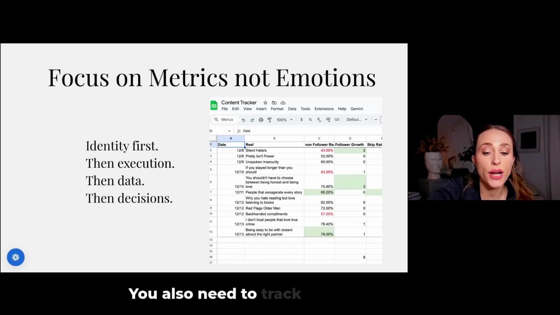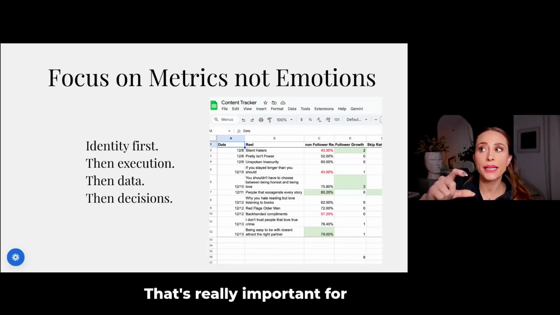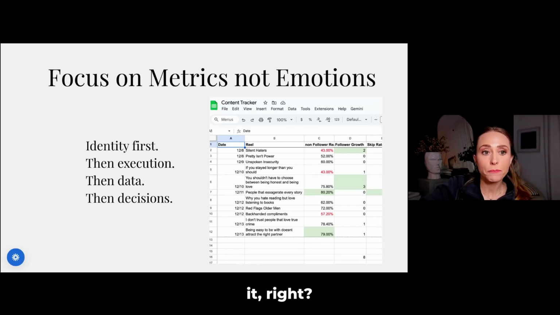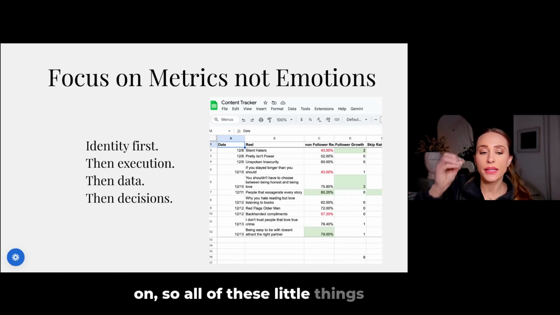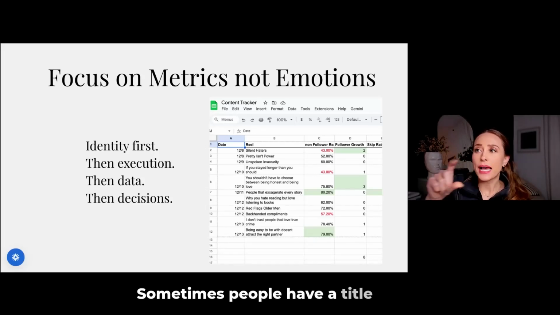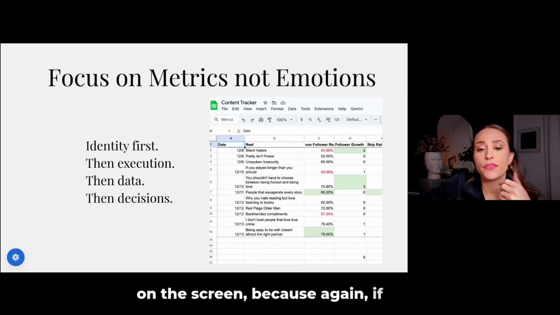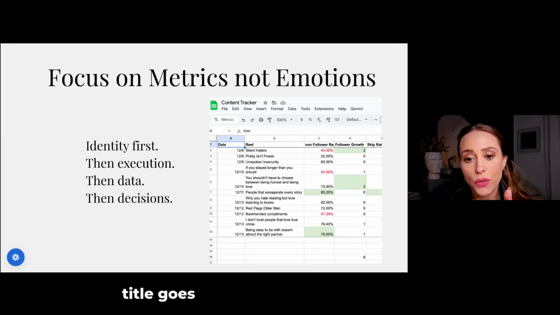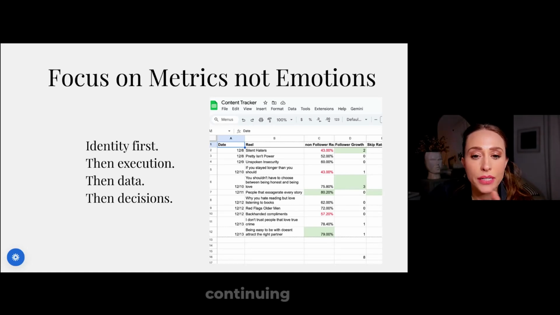You also need to track the titles on the screen. That's really important for keeping people engaged, them wanting to click on it, right? A lot of people don't have their sound on. So all of these little things matter. Sometimes people have a title in the beginning, but then it goes away. I think it's important to keep that title on the screen because, again, if they don't have their sound on and then that title goes away, then that might prevent them from staying on that video and continuing to read.